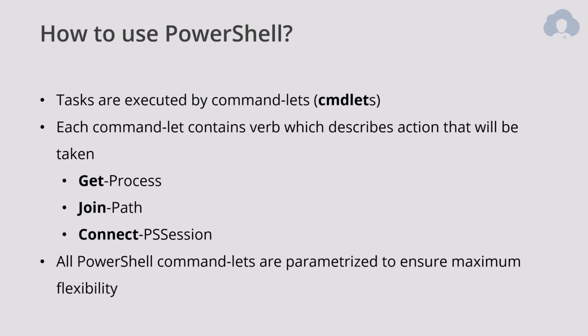Each task in PowerShell is executed by something called cmdlets. Each cmdlet contains something called a verb. This verb describes what action will be taken. For instance, Get-Process retrieves a list of processes. Join-Path joins multiple strings into a singular one. And Connect-PSSession, you can probably figure this out on your own, because a well-designed cmdlet will tell you what it will do without you needing to check the documentation.